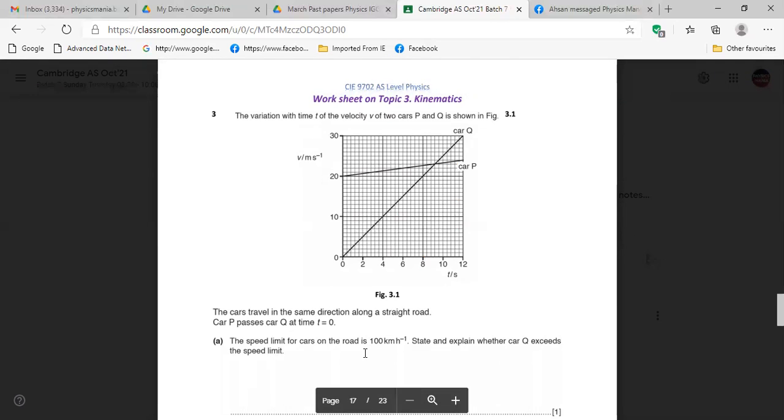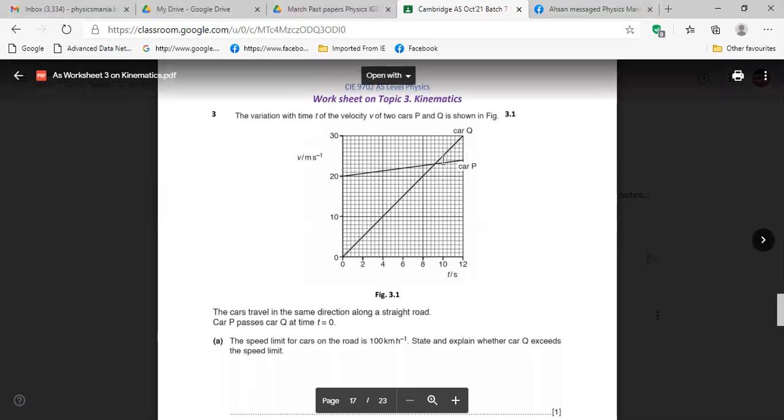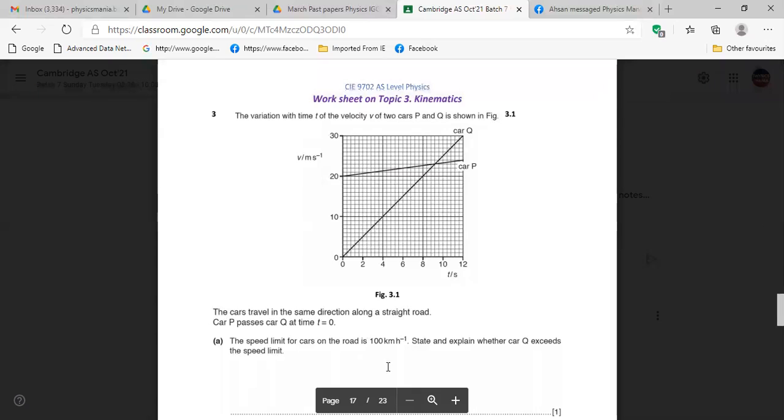One thing is easier: if you convert 100 kilometer per hour into meter per second, it is easier for you to get the answer. So to convert 100 kilometer per hour into meter per second, what does it come to? Do it quickly. It's very simple. You just convert kilometer to meter and convert hour to second.